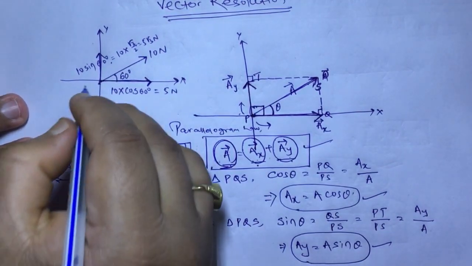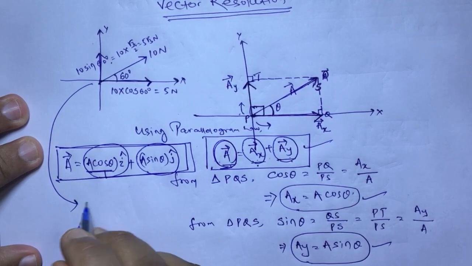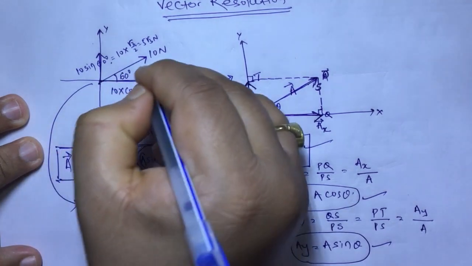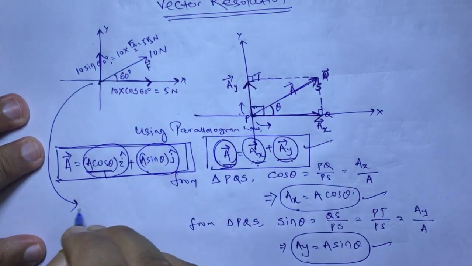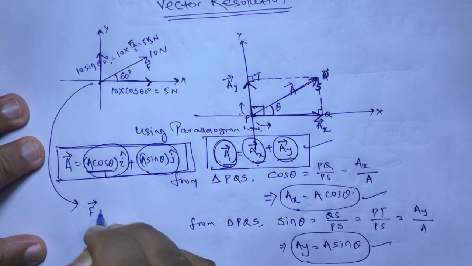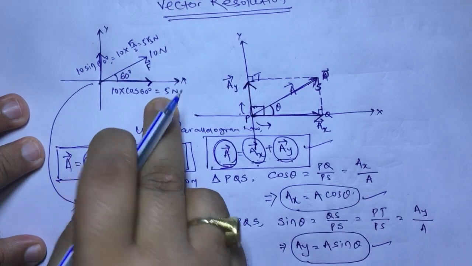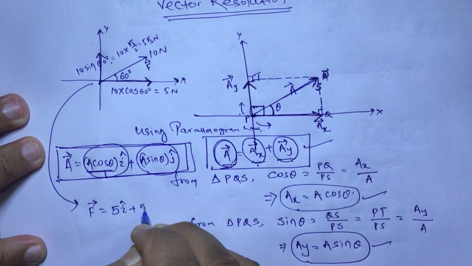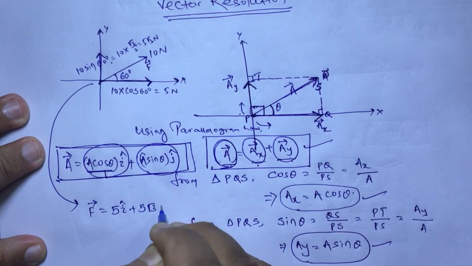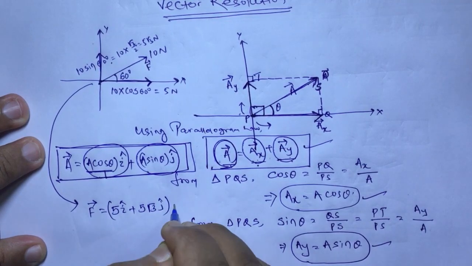So remember, if I want to write this vector mathematically, what does that vector become? Let it be the F vector. So I can write the F vector as 5 i cap plus 5 root 3 j cap Newton.